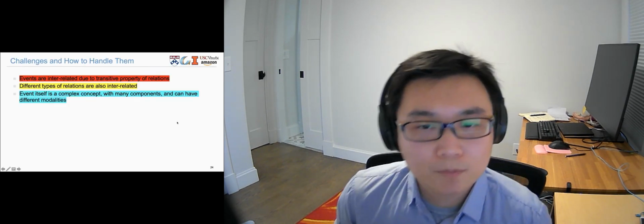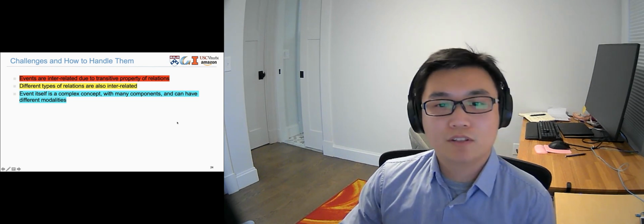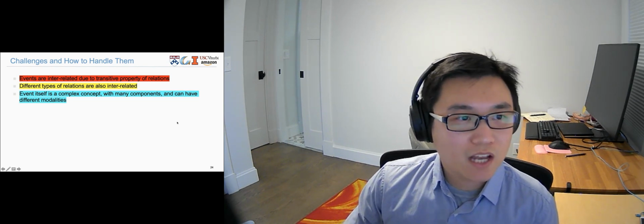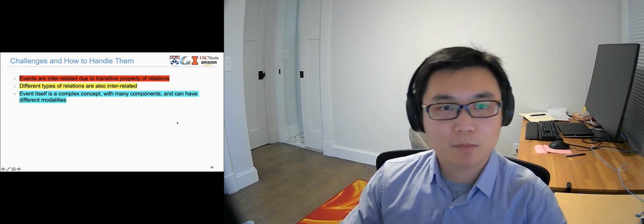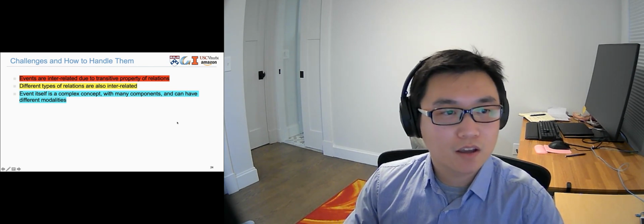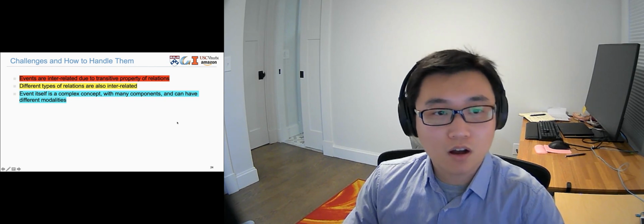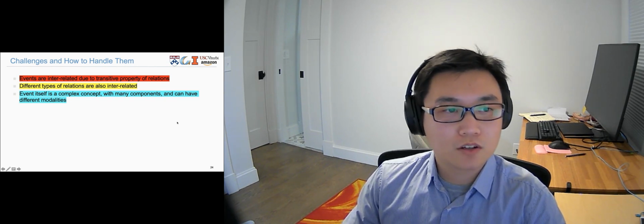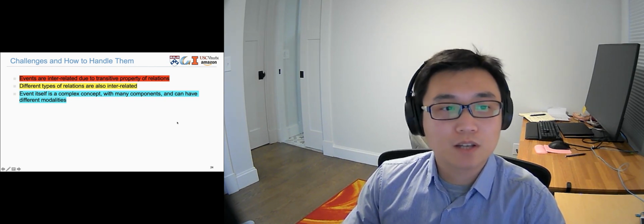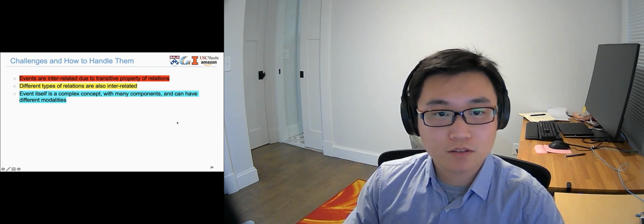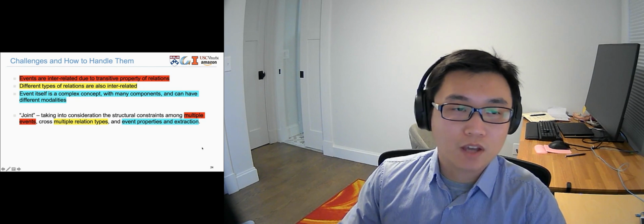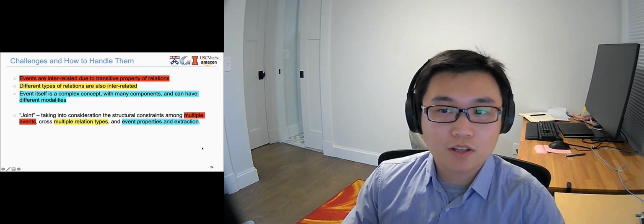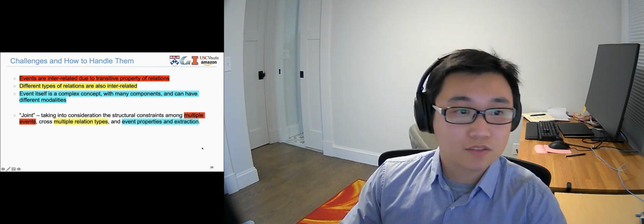Okay, this is a quick recap for all of the challenges. The three challenges are: first, events are interrelated due to the transitive property of relations. Second, different types of relations are also interrelated. Third, event itself is a complex concept with many components and can have different modalities. I think to handle these challenges, a keyword in existing works is joint.